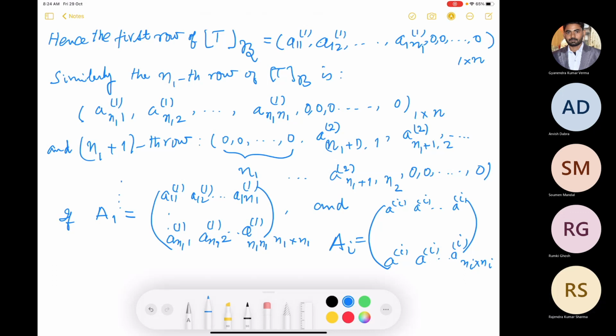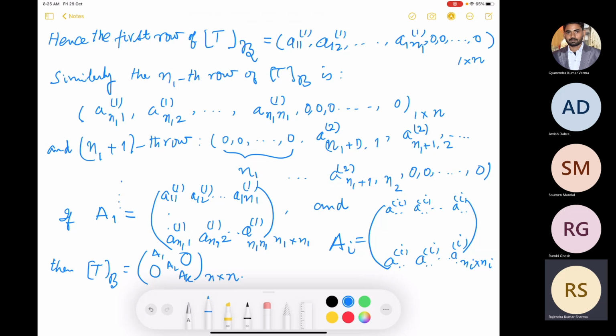Plus 1th. So n_i plus 1. That's where this entry will appear in the column, and the row also will be n_i plus 1. So correspondingly, you will fill up here with the subscripts. Then the matrix here, T_B, will naturally be A1, A2, ..., Ak, and all other entries will be 0.